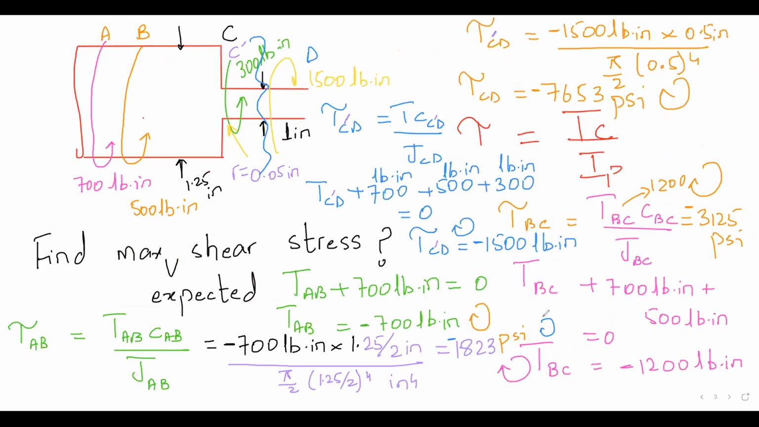CC prime, okay? Should I proceed now? So I kept on using the knife between AB, between BC, between CC prime, between C prime and D. Right? Okay.